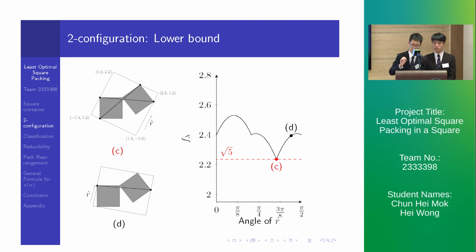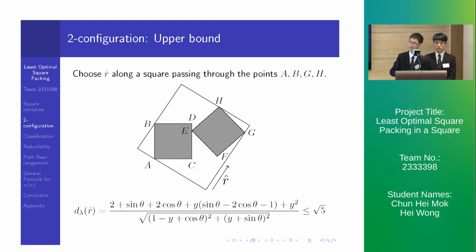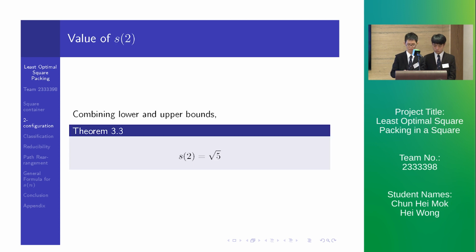Next, to find an upper bound of S2, first notice that every 2 configuration is congruent to this diagram for some values of parameters y and theta. Now, we pick R to be the orientation along a square passing through the points A, B, G, H. This is an alpha container. After some calculus, it can be shown that the size of this square container is no larger than root 5. This is an upper bound of S2. Combining the upper and lower bounds, we found that S2 equals root 5.